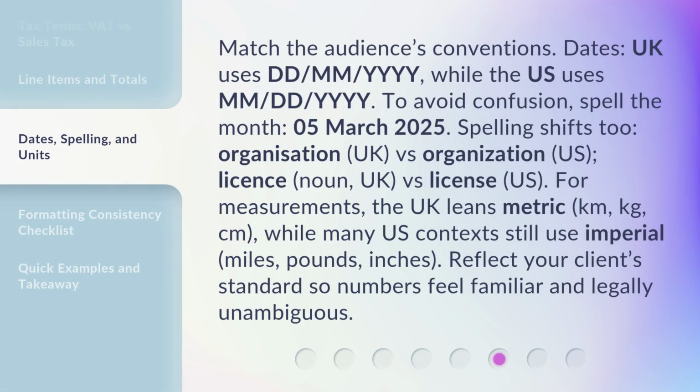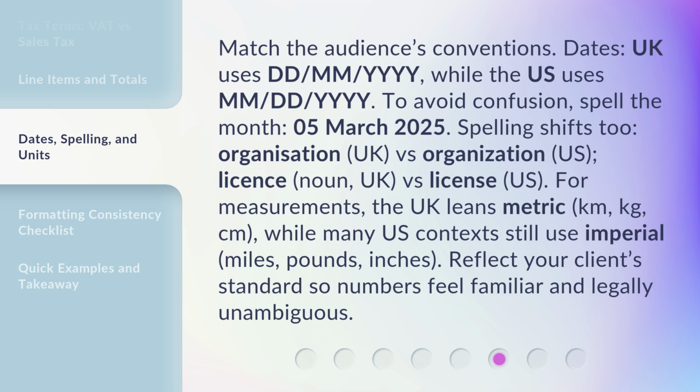Match the audience's conventions. Dates: the UK uses DD/MM/YYYY, while the US uses MM/DD/YYYY. To avoid confusion, spell the month: the 5th of March, 2025.